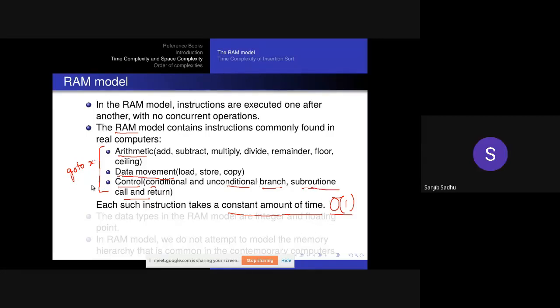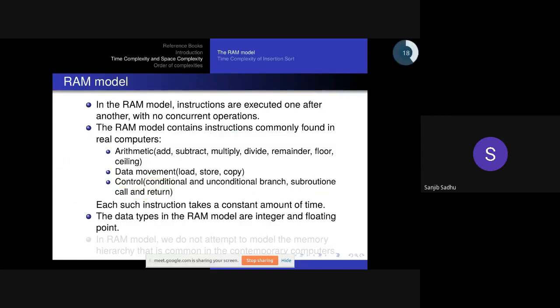Subroutine call means function call. You are calling a function, suppose fun with parameters a, b. This also takes time when you are calling it from the main function. Within main you have written it, and whenever this function is called, some amount of time will be taken. How much time will it take? A constant amount of time. So the RAM model contains instructions commonly found in real computers, and these take constant time. The data types in the RAM model are integer and floating point. These two types we'll mainly use.